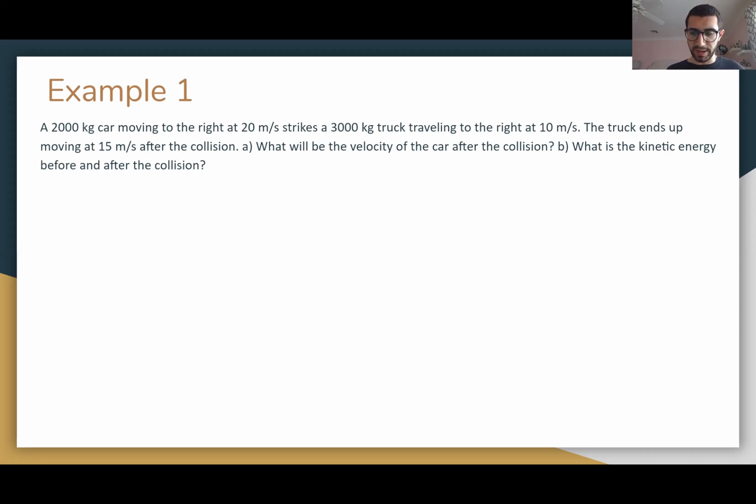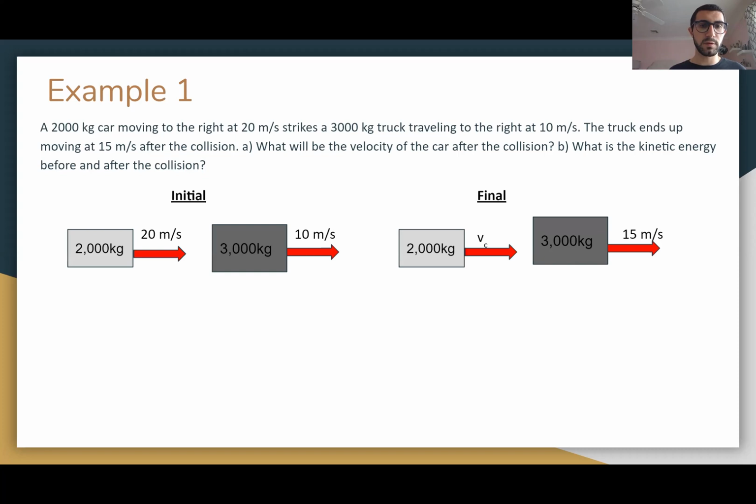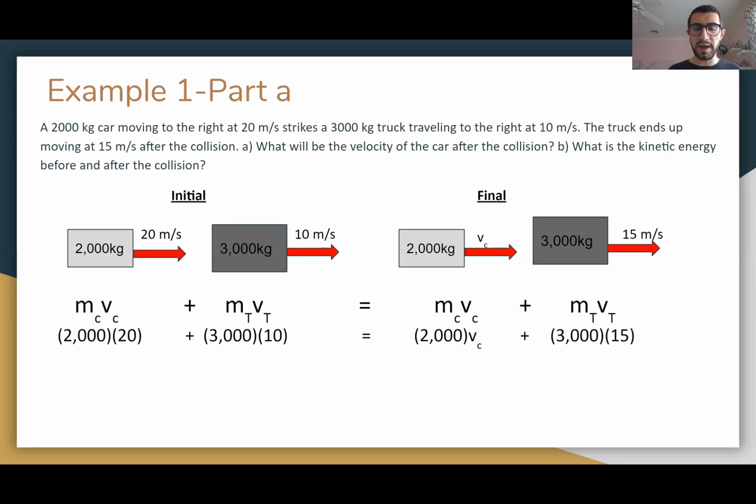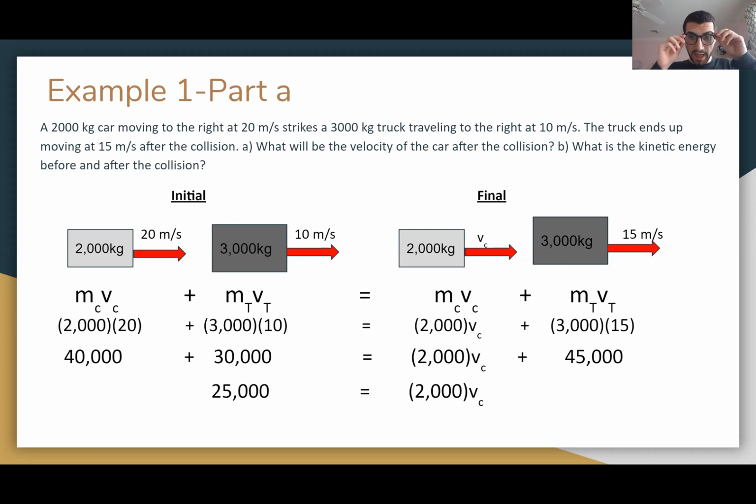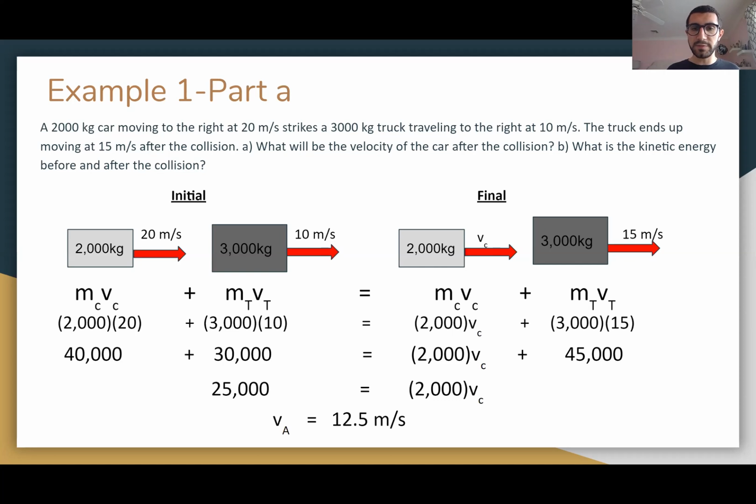So let's see how we would do this one out. Well, first I draw my picture. The lighter gray object is the car, and the darker gray object is our truck. We have the initial velocities for both of them, and we were given that the final velocity is 15 meters per second for the truck. And we're interested in solving for the velocity of the car at the end. So we use our conservation of momentum tools, and after we perform the algebra, plugging in our numbers, we learn that the velocity of the car is 12.5 meters per second to the right.